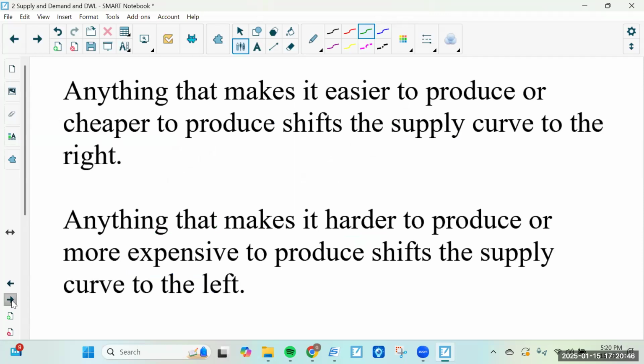So for supply, what you want to think about is this. Anything that makes it easier for the seller to produce or cheaper for them to produce shifts the supply curve to the right. They're going to give you more. If it's harder for them to produce or more expensive to produce, they're going to give you less. If you remember that when you're going through these determinants, you'll be able to figure those out pretty quickly.